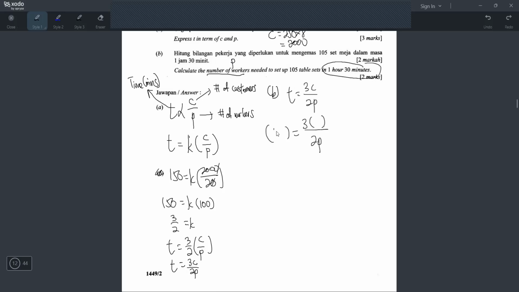I think it's 90, right? Because the time here has to be in minutes. So if 1 hour is 60 minutes, then it will be 60 minutes plus 30, and in total it will be 90 minutes, right?